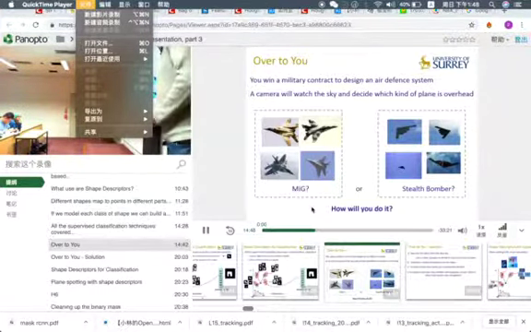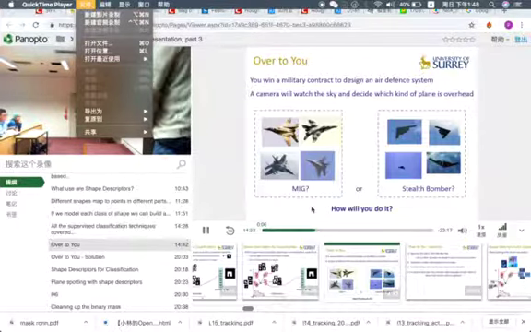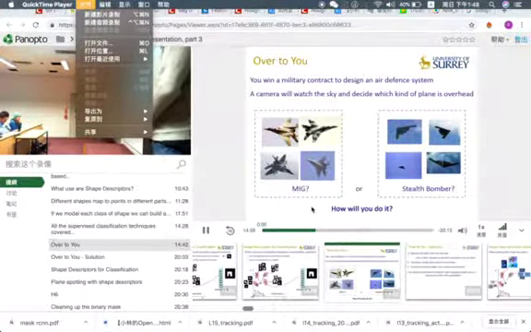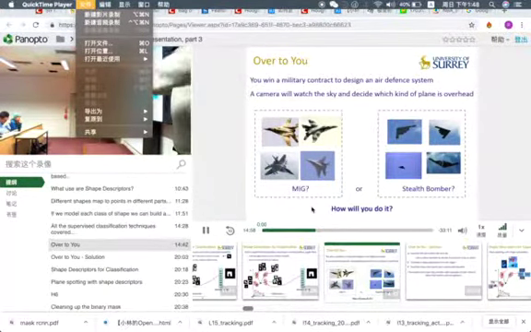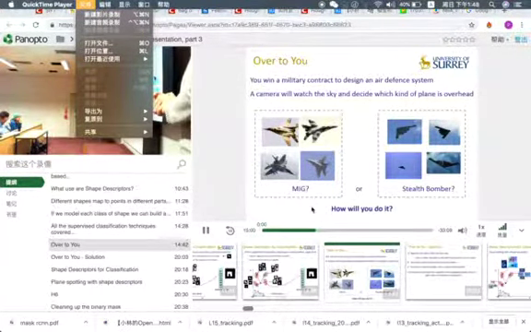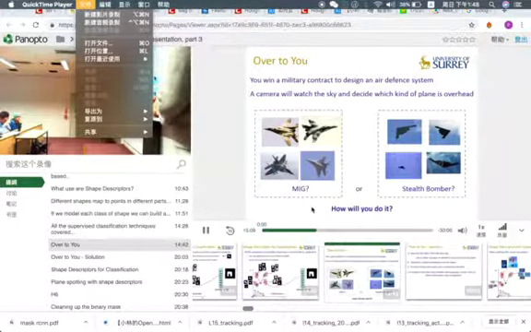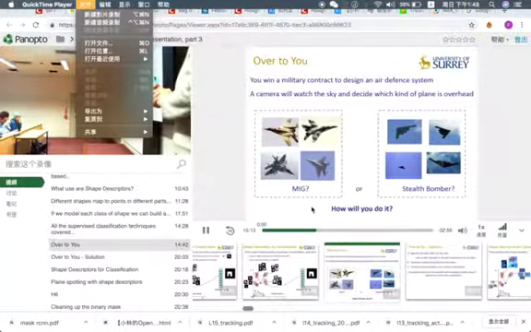Here's an exam-style question. You win a military contract to design an air defense system. A camera will watch the sky to decide which kind of plane is flying in the sky. How will you build that system? Let's assume that you're working on a system in a country that's not the UK that has lovely blue sky, just pure blue. What would be the first thing you do to extract a shape descriptor from those images of planes?